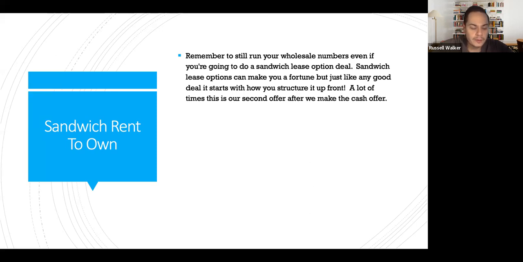So how we approach that with rent to own is that we always lead with the cash offer. And if that doesn't work, we'll make a sandwich rent to own offer. So we always run our wholesale numbers, because the sandwich lease option is going to be based on them.